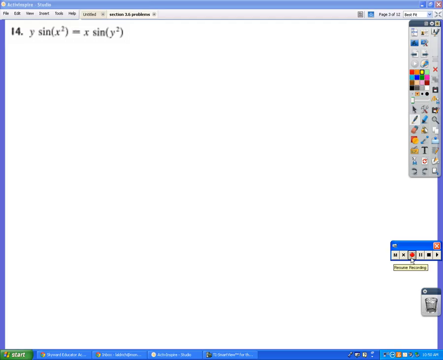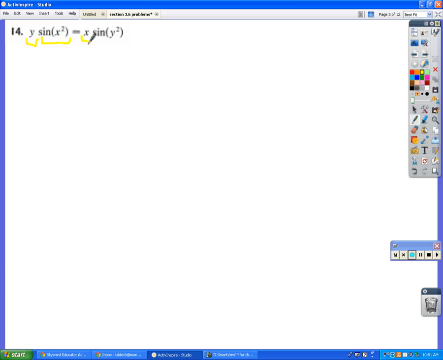Here with arrows. Number 14. Okay, so this is y times the sine of x squared. So that means this is our first function and this is our second function. But then there's the chain rule within that because this has an outside function and an inside function also.